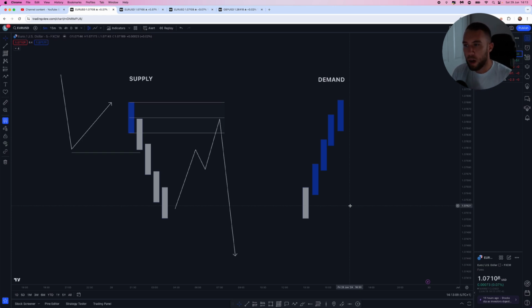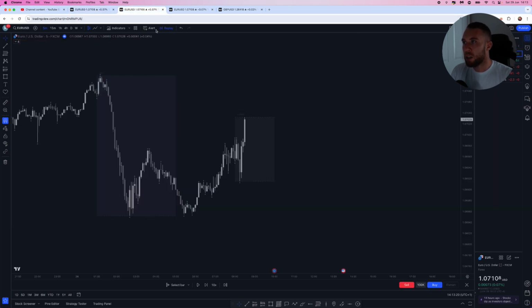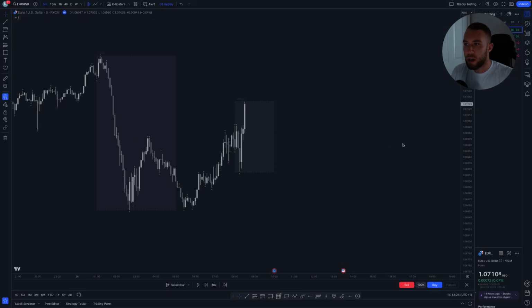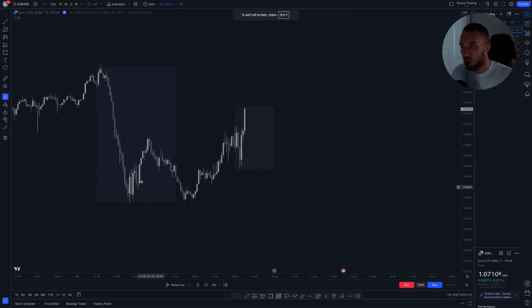So what we'll do now is jump onto the charts and see a couple of examples, and I'll talk through how I will potentially trade them. So on the first one right here, what we've got is a simple continuation trade. We've got price right here moving to the upside.